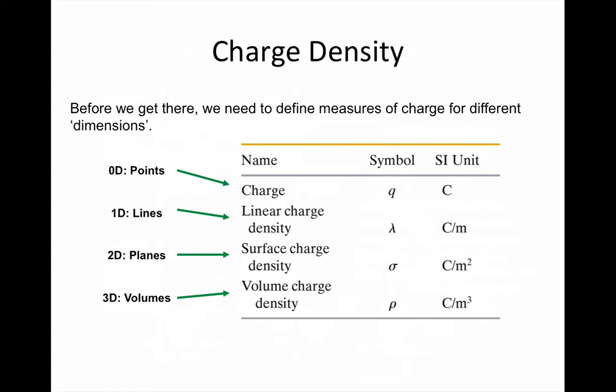Now, before we go further, we need to define some measures of charge. Because we are talking about distributed charge, we need some different symbols. We know that Q is the charge at one point, which is no dimensions. But if the charge is distributed along a line that is in one dimension, we have to talk about the linear charge density that we call lambda, which is measured in coulombs per meter. For 2D planes, we have surface charge density, sigma, which is measured in coulombs per meter squared. And for volumes, we have the volume charge density, rho, measured in coulombs per cubic meter.